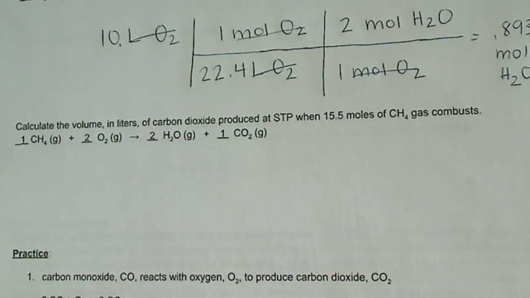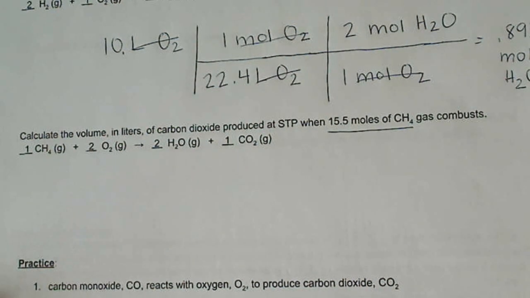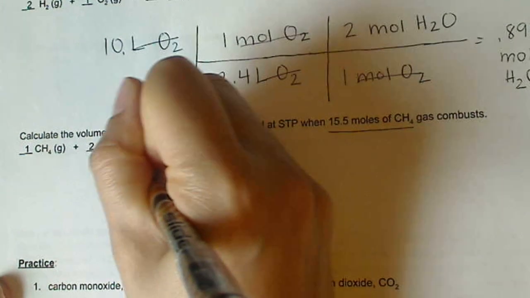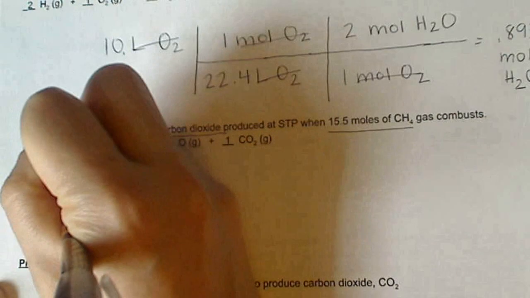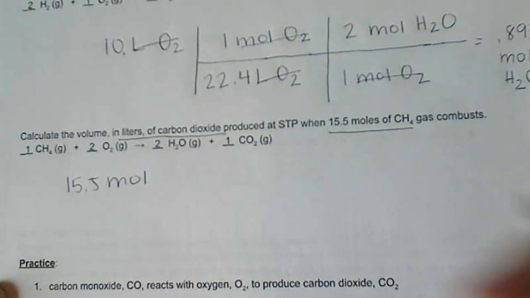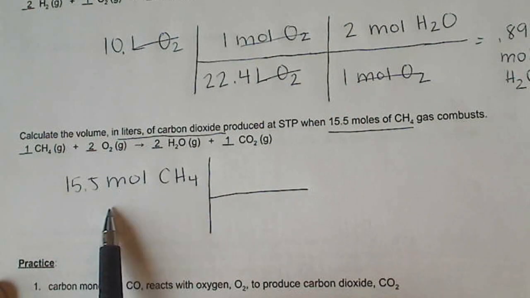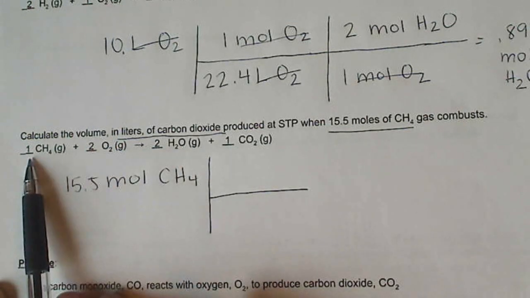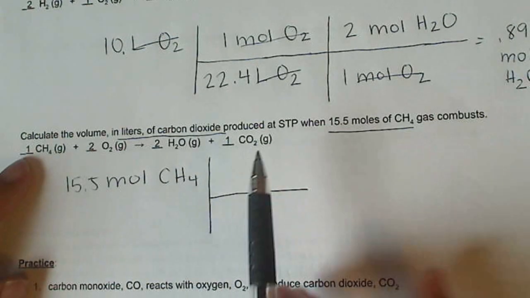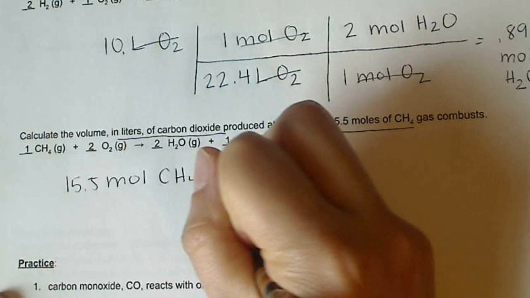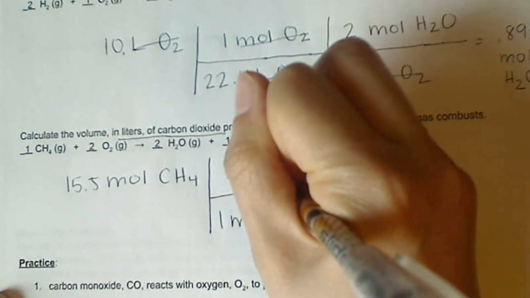For the last one, we are given 15.5 moles of methane. We're trying to find the liters of carbon dioxide. Like always, you want to start with your given. I have 15.5 moles of methane. Set up your train tracks. Since I'm in moles of methane and I want to get to moles of CO2, I'm going to have to use my mole ratio, which coincidentally is 1 to 1. So 1 mole of methane goes on the bottom because I'm trying to cancel out methane, for every 1 mole of carbon dioxide.